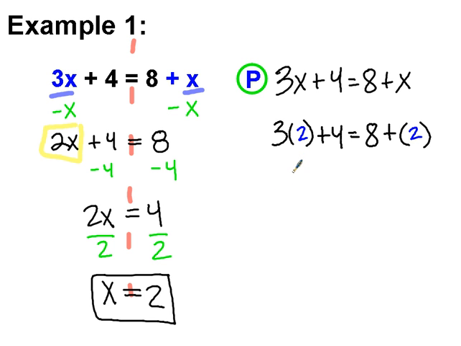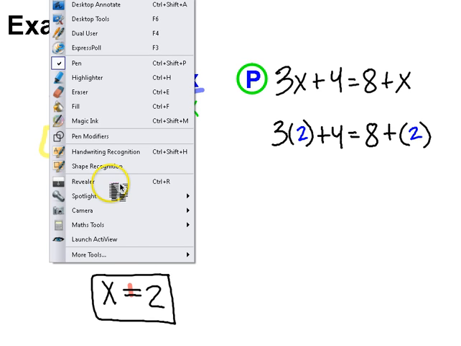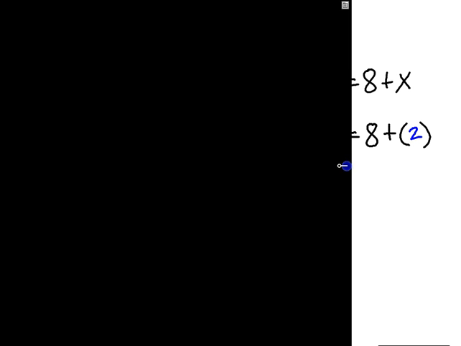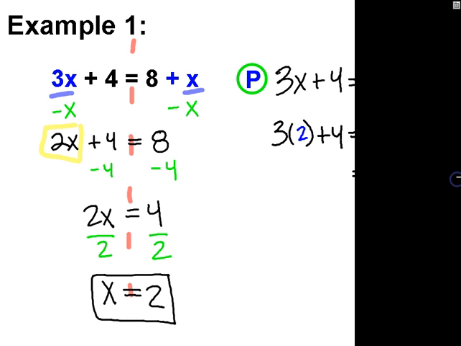And remember that we want to simplify each side one at a time. So we're going to simplify this right-hand side. 8 plus 2 would give us 10. And then we're going to simplify this left-hand side. So notice, we think about them as two separate expressions, one at a time.